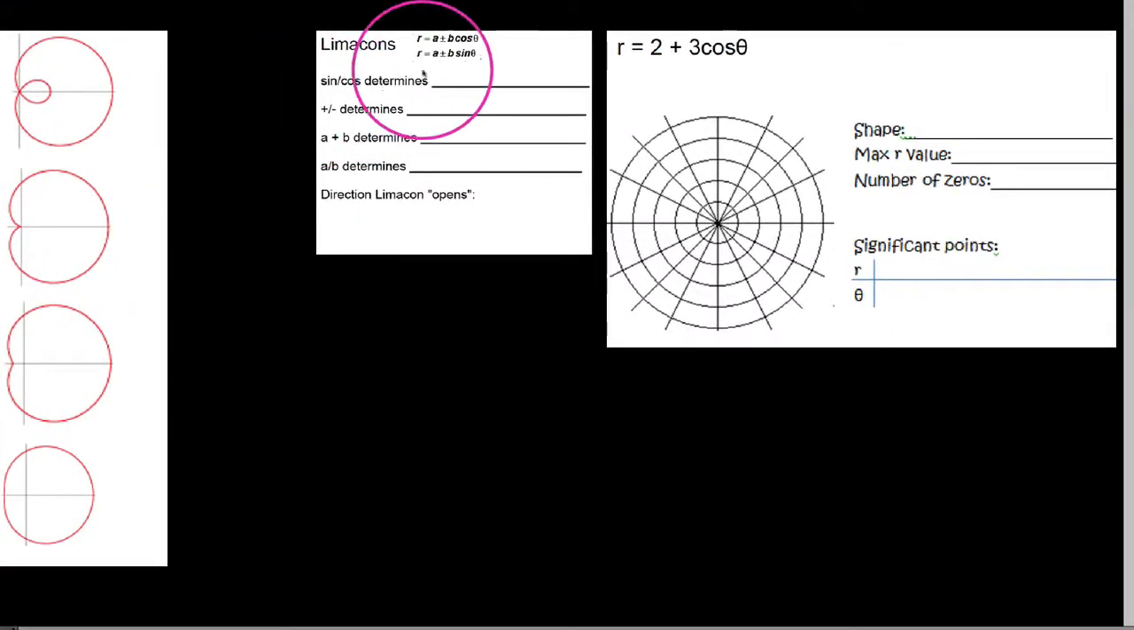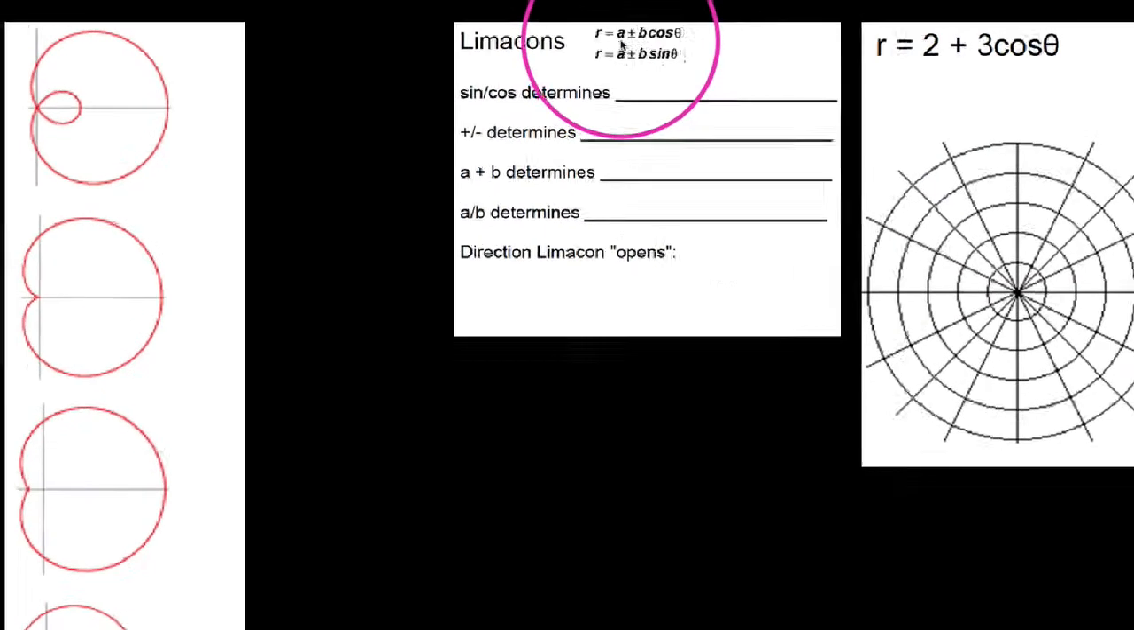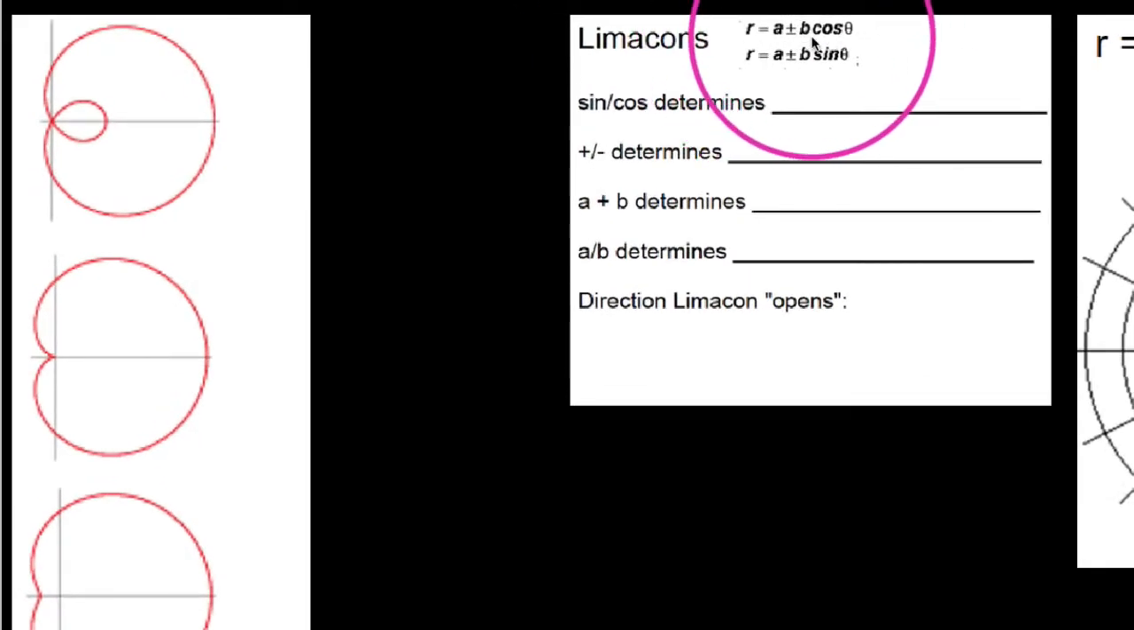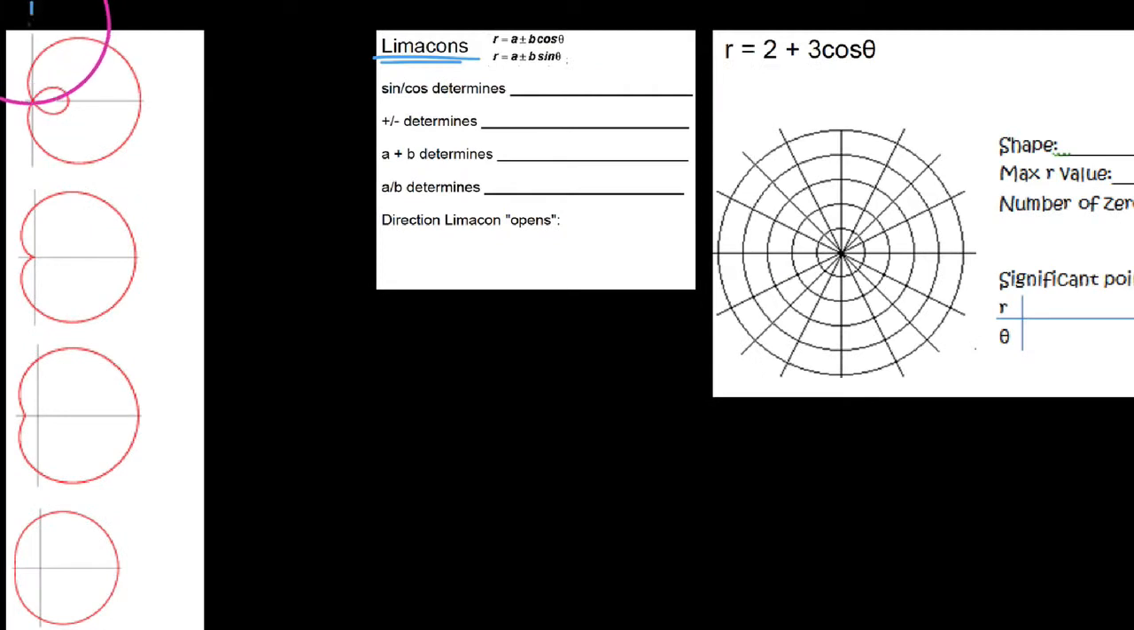Okay, YouTube, in this video we're going to look at a special classification of polar equation of this form: r equals a plus or minus some b times either cosine of theta or sine of theta. Essentially what we get are graphs that we refer to as limacons. All of these shapes that you see over here are limacons.